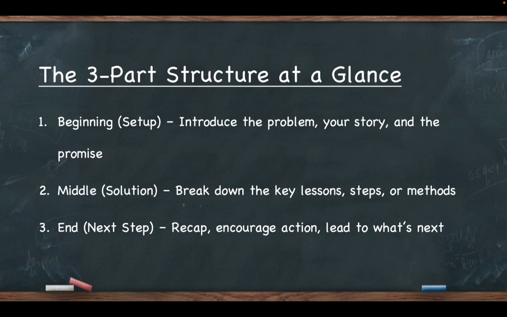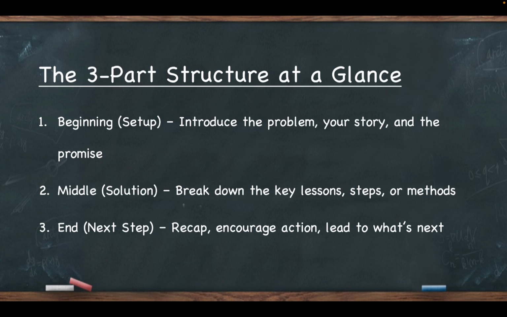Now we have the three-part structure, and let's look at that at a glance, right? It's just three parts. There's the beginning, the middle, and the end. Simple. Now, the beginning part is the setup part, where you introduce the problem, you introduce the story, and you introduce the promise. Now, the problem is what you're trying to solve for. Your story is what your experience has been, and the promise is what you are promising people that they would get to experience while reading your book and after reading the book.